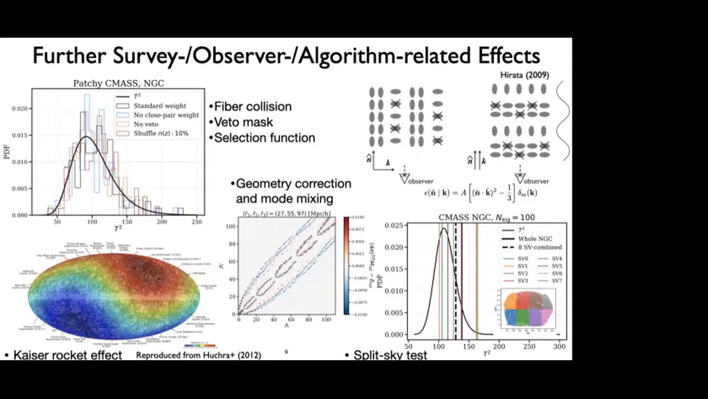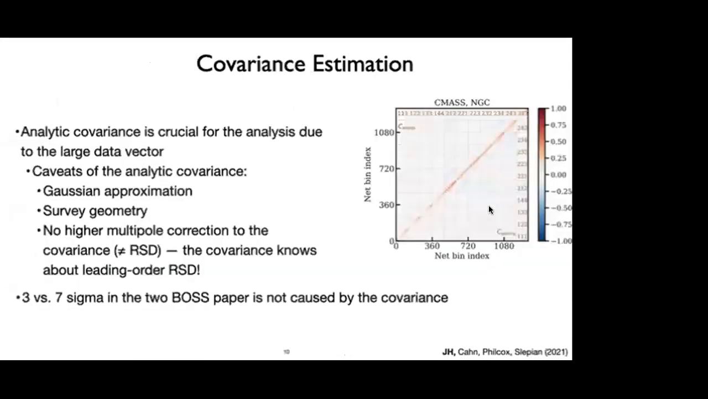which leads to mode mixing, but we also found this effect to be very small. We also tried to split the sky into different patches and search for anomalies, and we didn't really find any outliers. So what we learned here, coming back to the previous point, is that it is hard to come up with systematics that contaminate at the signal level. But now let's come to the covariance estimation.